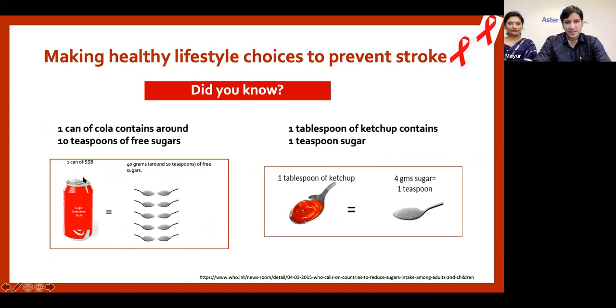So for example, a can of soft drink contains about 40 grams, that is about 10 teaspoons of free sugar. Ketchup has a lot of salt and also about 1 teaspoon of sugar. So this is the reason, because in the long term these can predispose to stroke by causing atherosclerosis. So these junk foods and soft drinks should be avoided.